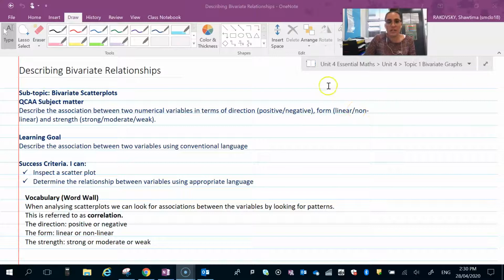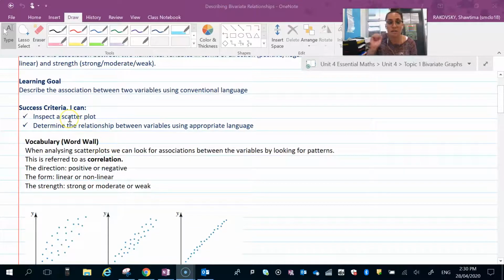Hey there, in this video we're looking at describing bivariate relationships. In other videos we looked at the two variables, and in this one we're looking at describing the association between them, whether it's positive or negative, so its direction, its form and its strength. By the end of this you should be able to use the appropriate language to describe those relationships, so you can look at a graph and decide what relationship it has.